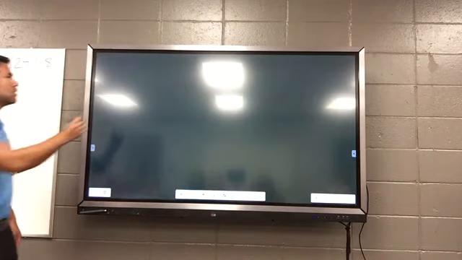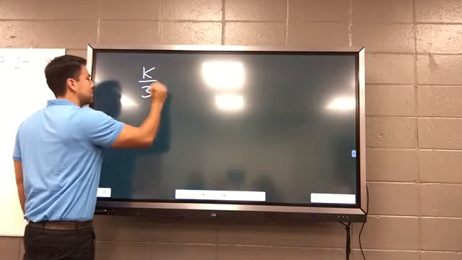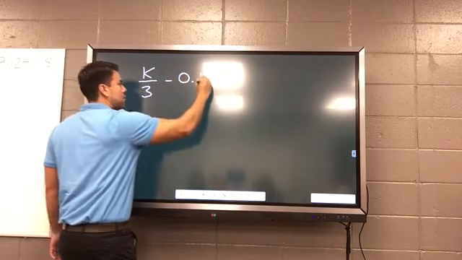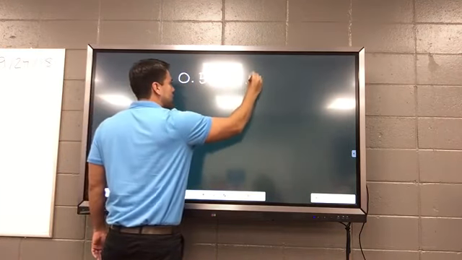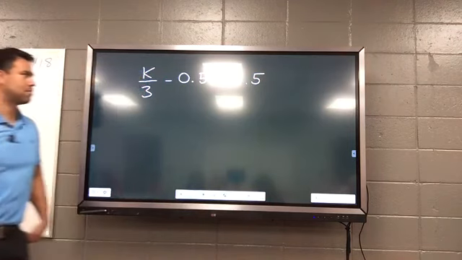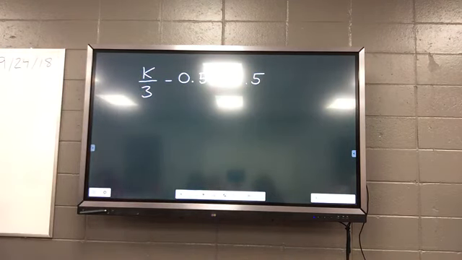Okay, another example here. K divided by 3 minus 0.5 equals 4.5. So Matt, open or closed? Open. True or false? Peter? Neither. Okay. Betsy, is it addition, subtraction, multiplication, or division equation? It has division and subtraction.